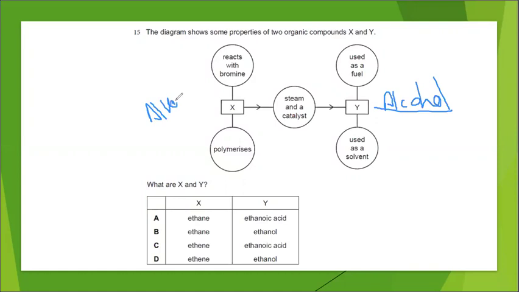Let's see what they're asking us now. What are X and Y? The answer is D as in dog. That is correct. Ethene is X and ethanol is Y. D as in dog.